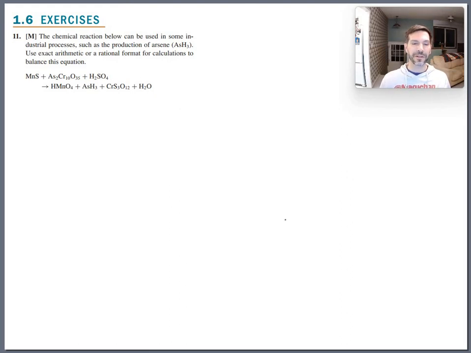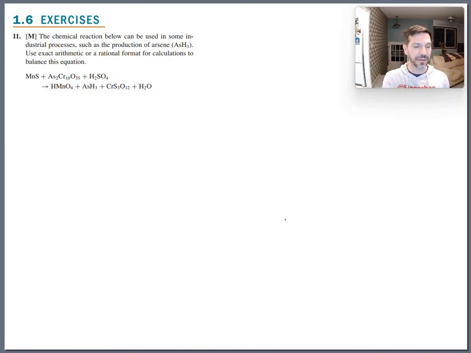So we had a lot of questions on 11, 13, and 15 from the homework, so I thought I'd just do a quick video on those three. So 11 is balancing a chemical equation. It does have this square brackets M at the beginning of the problem, which means that you should be using technology, and really, as far as I'm concerned, you should use technology on all of them, but it tells you this one's going to be a little bit beefier.